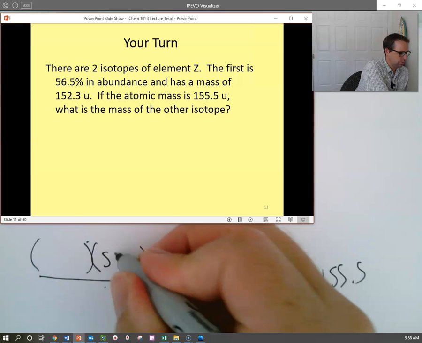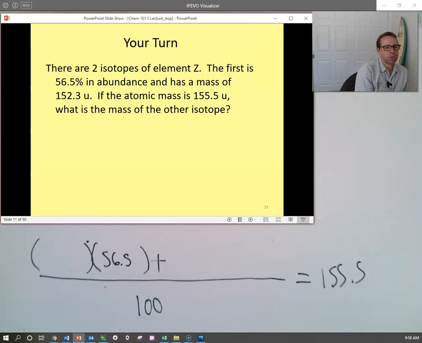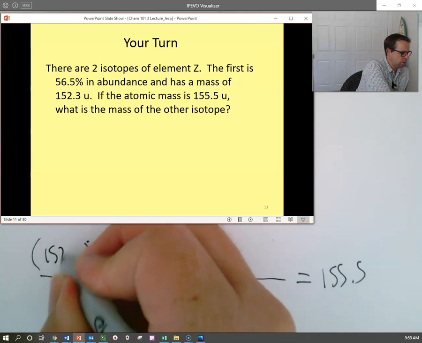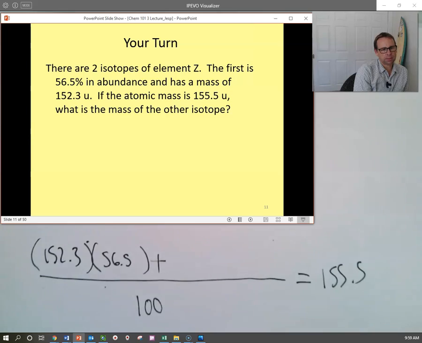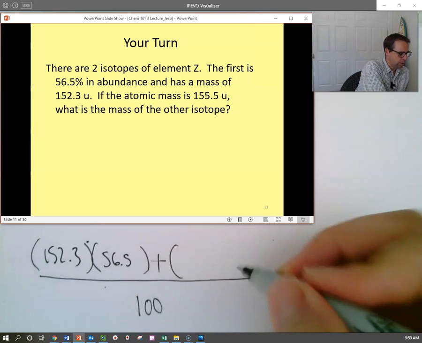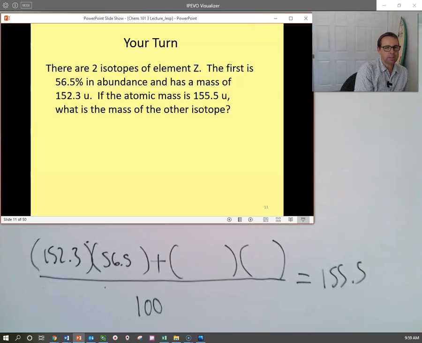56.5%. Very good. And what is the mass of that isotope? 152.3. Very good. Excellent. Now, we need to fill in the rest of this. Did they tell us the percentage of the other isotope? No, they don't. But is there a way we can know? Yeah. How?